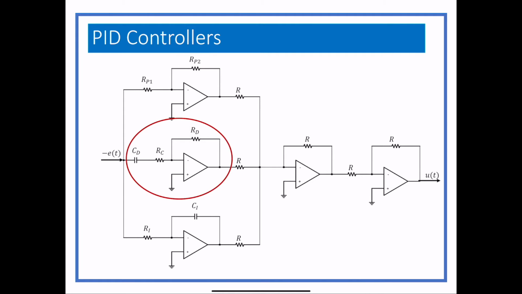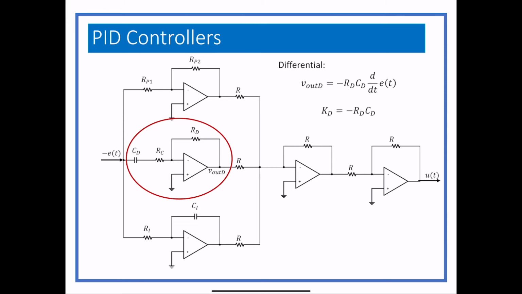Below there, this is the derivative part, or the differential, and the minus error term goes in there, and we get the derivative of it. So we take minus RD times CD times the derivative of E of t. That's exactly what we just did in the last lecture. Same exact process. The RC value there is only used to prevent the gain from going too high. So that's not figured into the K value. It's only figured in as far as how the circuit's going to function in the real world.